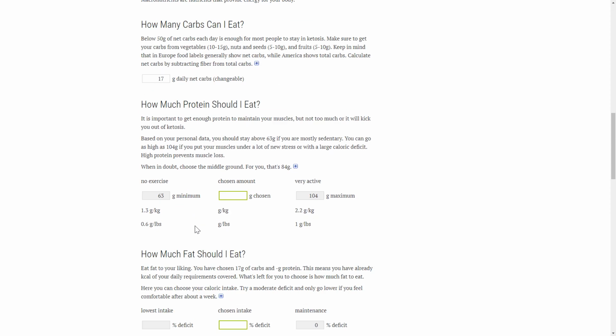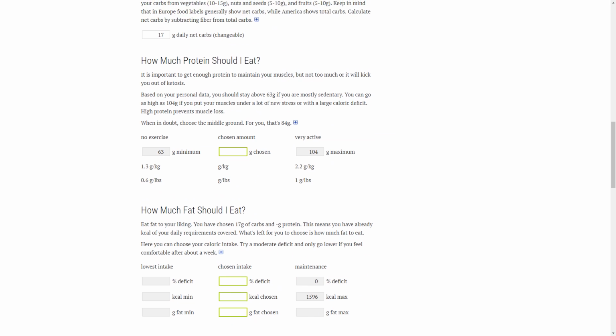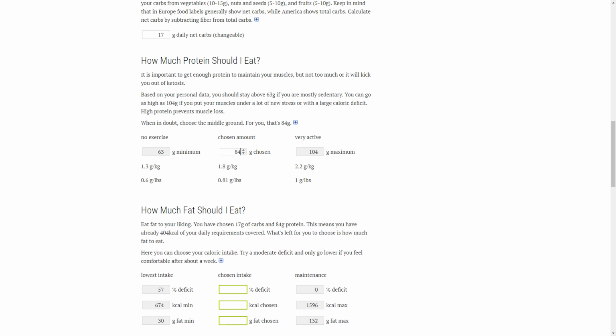Protein is a goal. It's something that you want to hit. And actually, you might even want to go above and beyond that. There are different formulas that different people use. In this case, it's saying you should stay above 63 grams if you're mostly sedentary. You can go as high as 104 if you put your muscles under a lot of stress or with a large caloric deficit. In this case, it's recommending the middle ground, which is 84. So I'll type in 84.